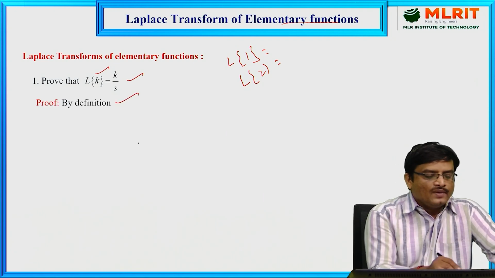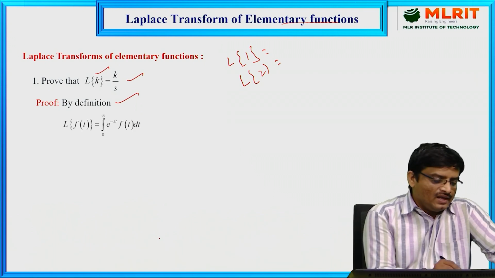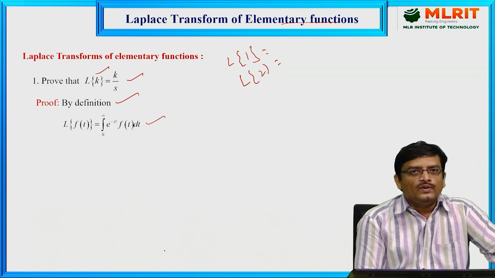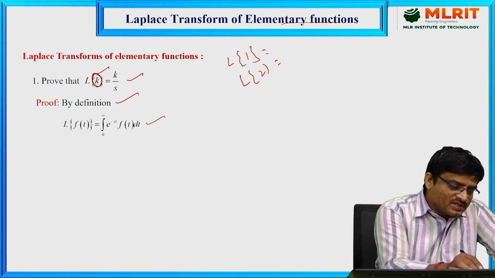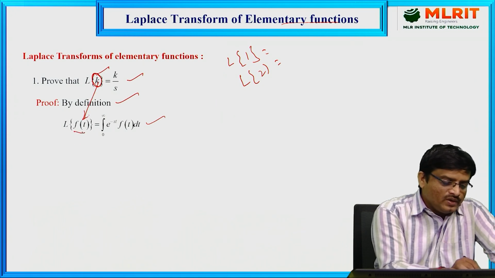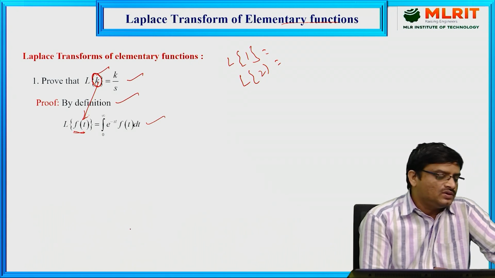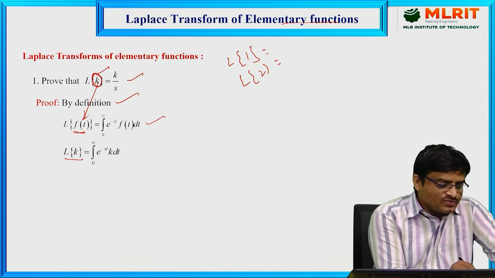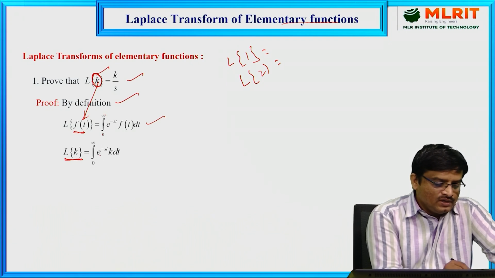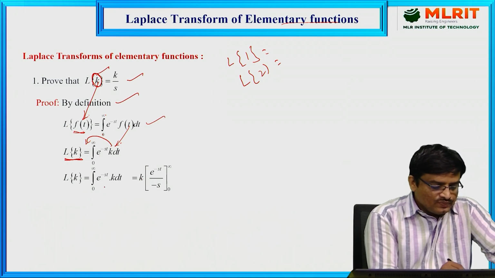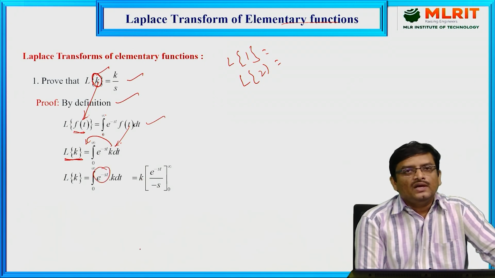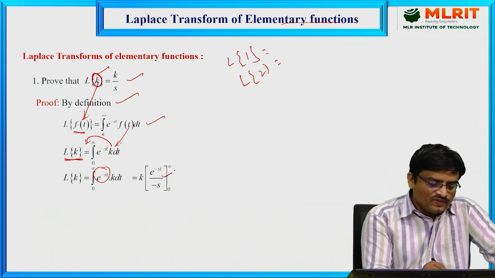So take the definition of Laplace transform, just what we have studied now. L of f of t is equal to integral 0 to infinity e power minus st into f of t dt. Now I want to find out the Laplace transform of this k. In this definition, wherever we have f of t, I want to replace that f of t with k. So you will get Laplace transform of k is equal to integral 0 to infinity e power minus st into k. Where k is a constant value, so we can take that constant outside this integration. The remaining function is e power minus st. Use the formula and find the integral value.